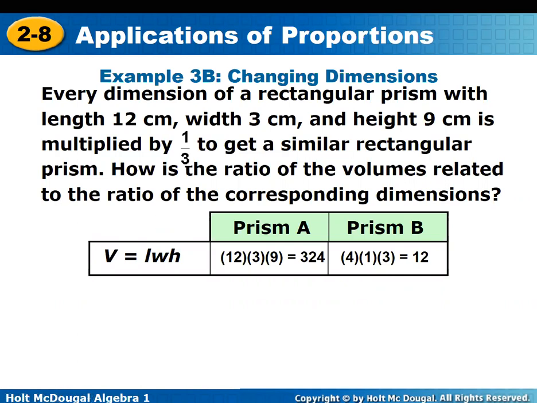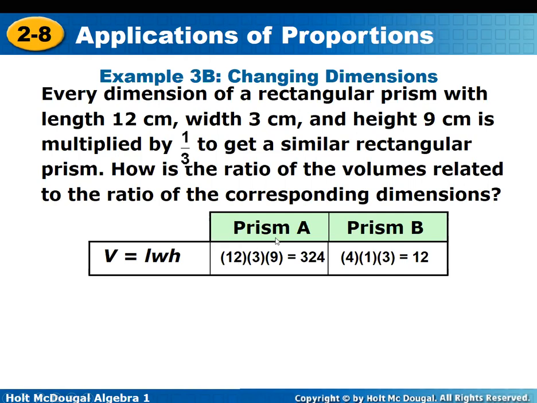In this question, he gives us the dimensions of the first rectangular prism only, right? So it's your turn to find the dimensions of the second prism. The volume of a rectangular prism equals length times width times height, right?